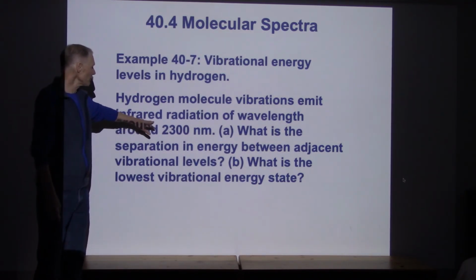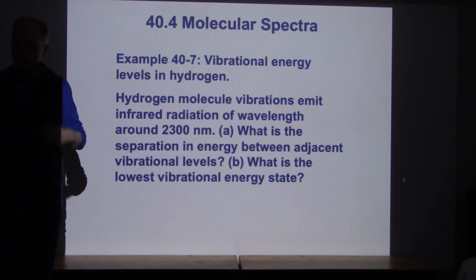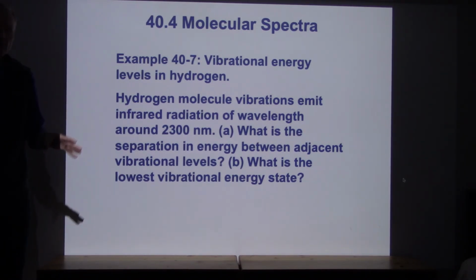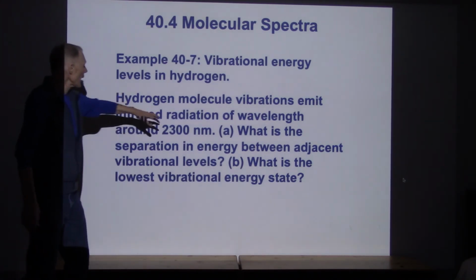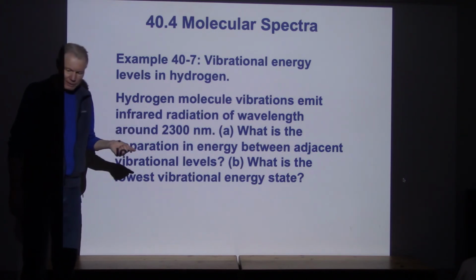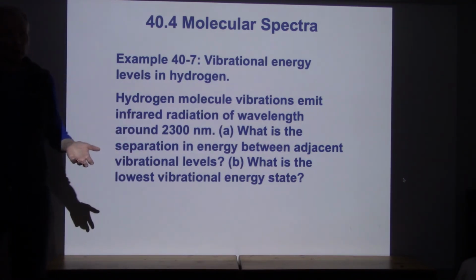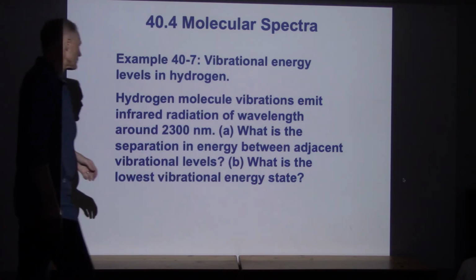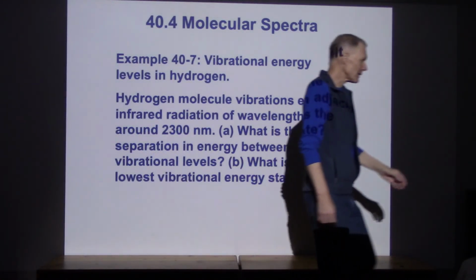Now this is in the infrared region. So when we looked at electron quantum states, those were like in the UV and the visible light. When we looked at rotation, they were like in the microwave, really low energy. Vibrational energies are kind of in the middle. They're not as energetic as the electron quantum states we looked at, but they're much more energetic than the rotational transitions. All right, so let's see what that leads us to here.